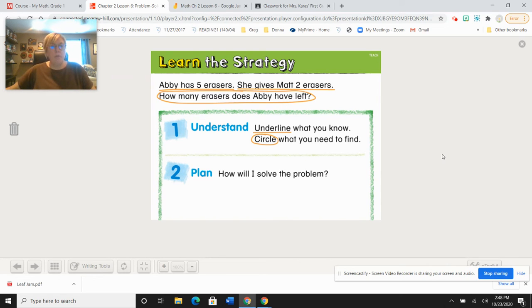So let's think about that. What do we know? We know that Abby has 5 erasers, and we also know that she gives Matt 2 of them. What do you need to find out? Circle it. Well, here they have circled the question, how many erasers does Abby have left? Now we want to plan how to solve this problem. And planning is always good because it gets your mind ready for what you're going to do. So in this case, I think we're going to use pictures to solve it.